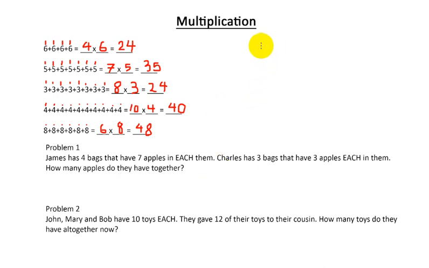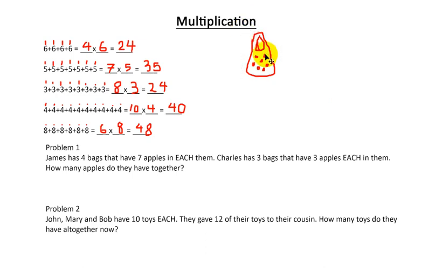So let's make the bags that they're talking about. One bag is going to be one of James's bags. And we said that James has 7 apples in each bag. So 1 apple, 2, 3, 4. These are really small apples. 5, 6, and 7. Okay? And we said that he has how many? 4 of these bags. Okay?